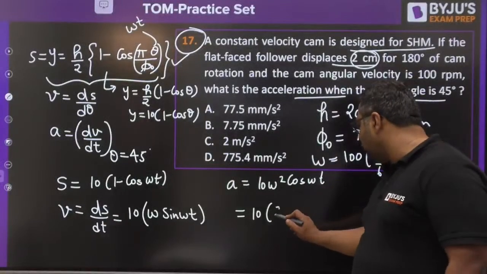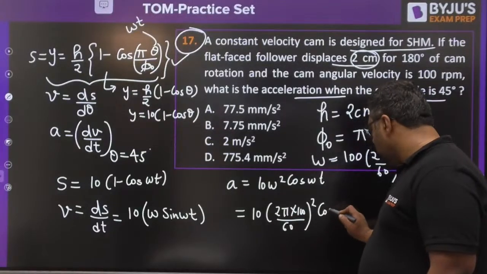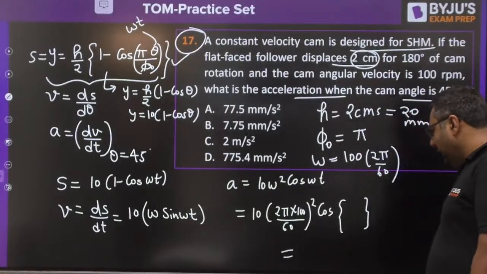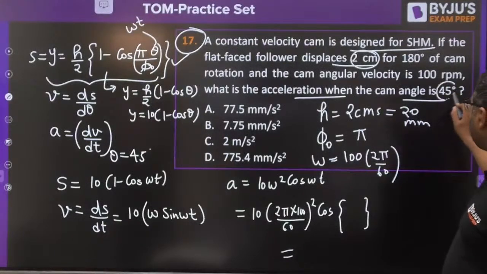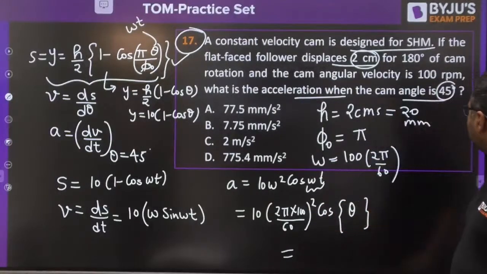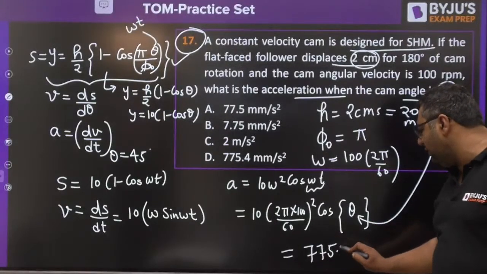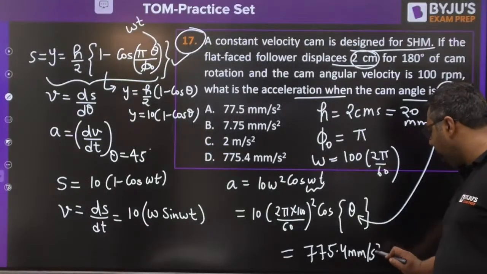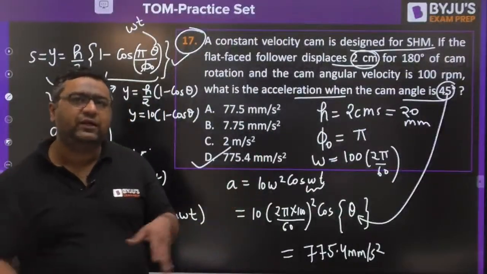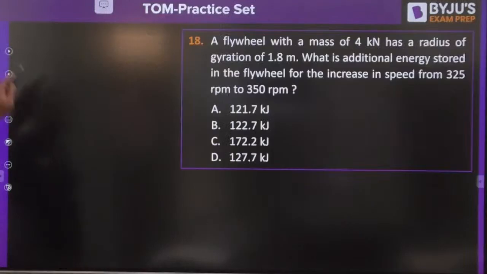Omega, you can put the value as 2 pi into 100 by 60, whole square, into cos omega t. When you put this, it is mentioned that you need to find out at theta 45 degree, so omega t will become theta. Theta is 45 degree, put this 45 here. You will get the value to be 775.4 mm per second square. So this is how you can solve such type of question. From this question, we can learn one thing: we need to remember the displacement equation for all types of motion. Then we can very easily find out all other things required.